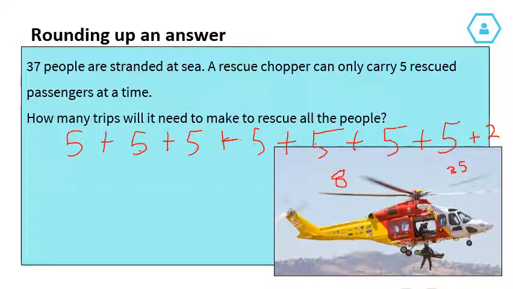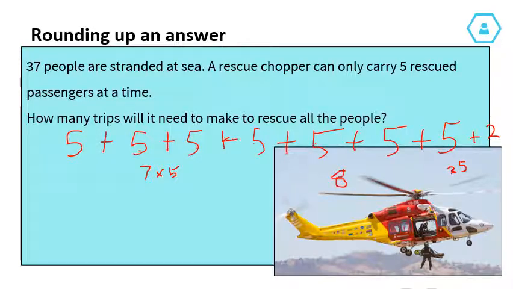The other way to do this, so this is the repeated addition, or you might even use multiplication. You might go 7 times 5 equals 35, and then you've got the other 2 people to pick up, so you need to add 1 more on, so you end up with 8. The inverse, or the opposite of that, is division, because we know division and multiplication are inverse operations, opposites of one another. So we've got 37 divided by 5.